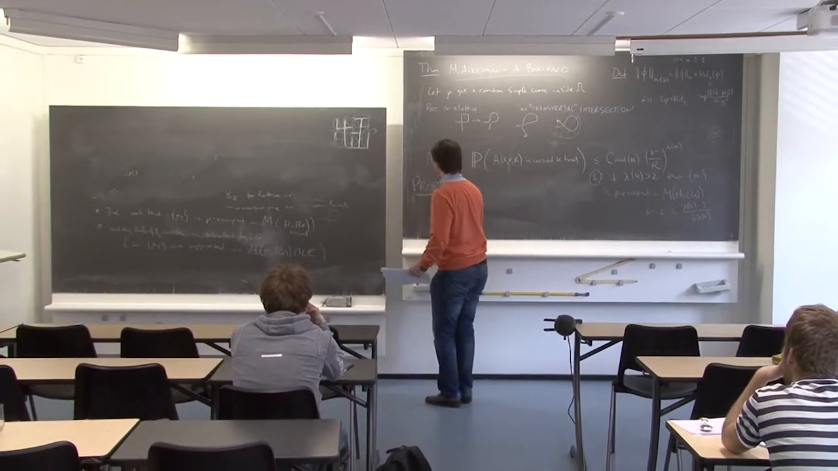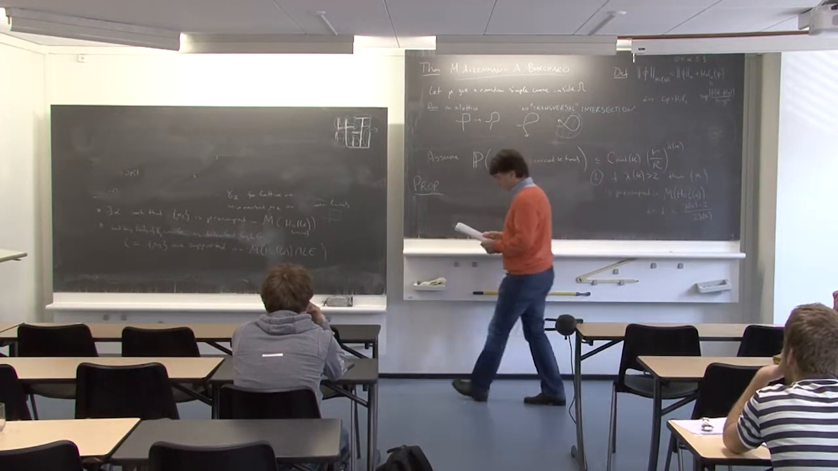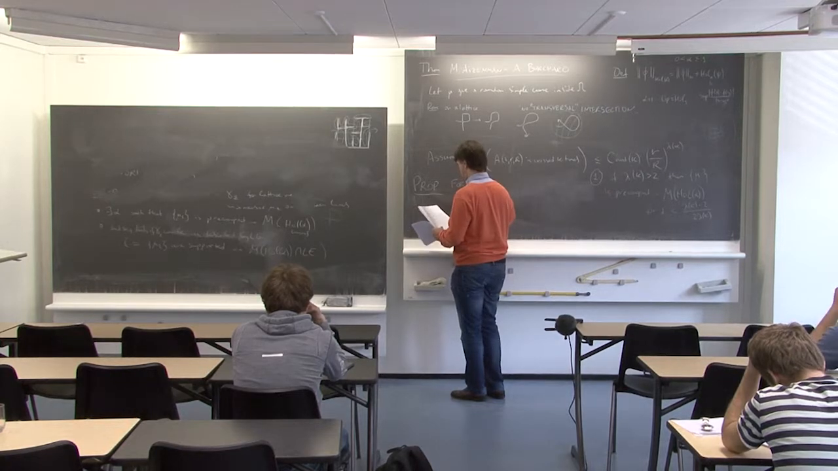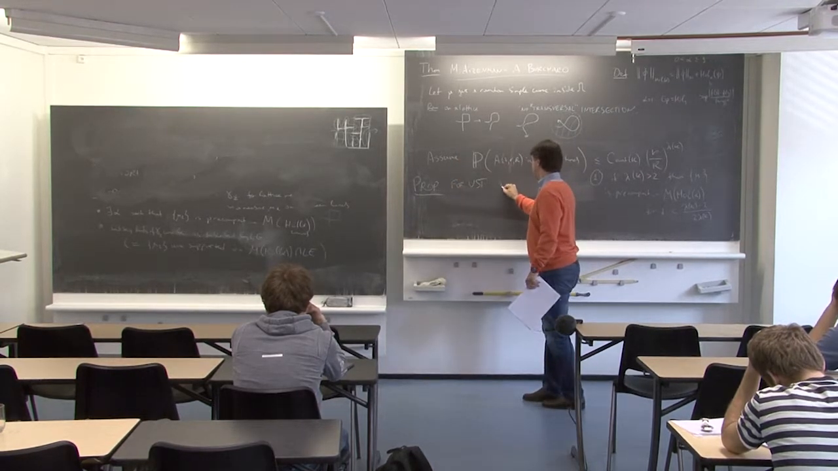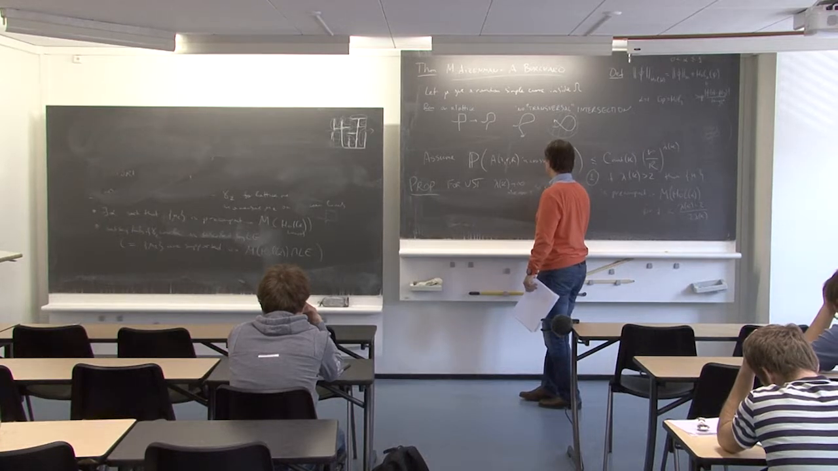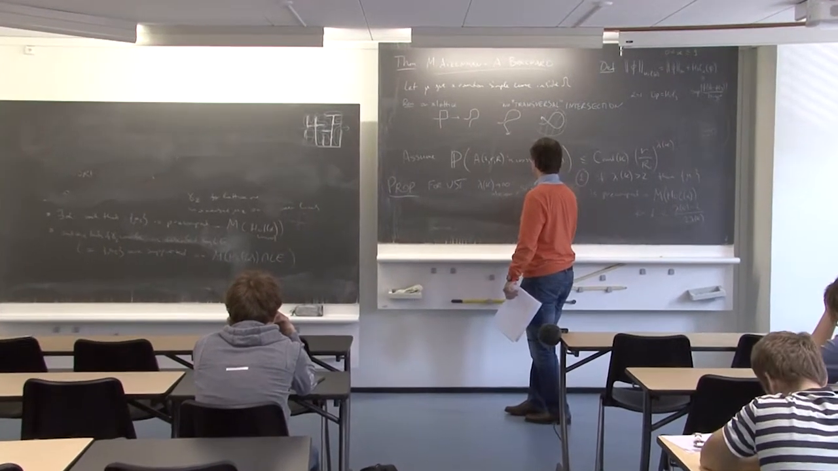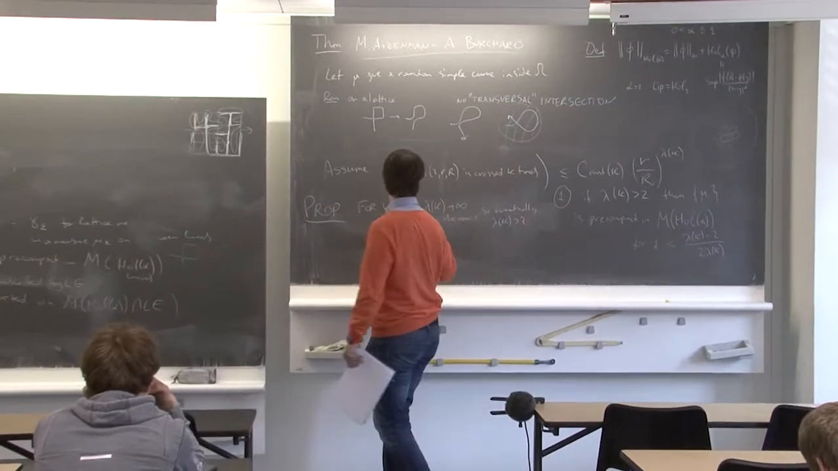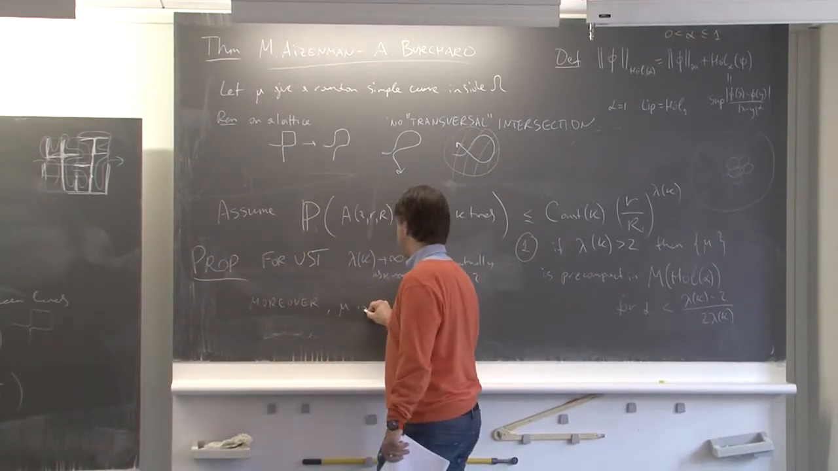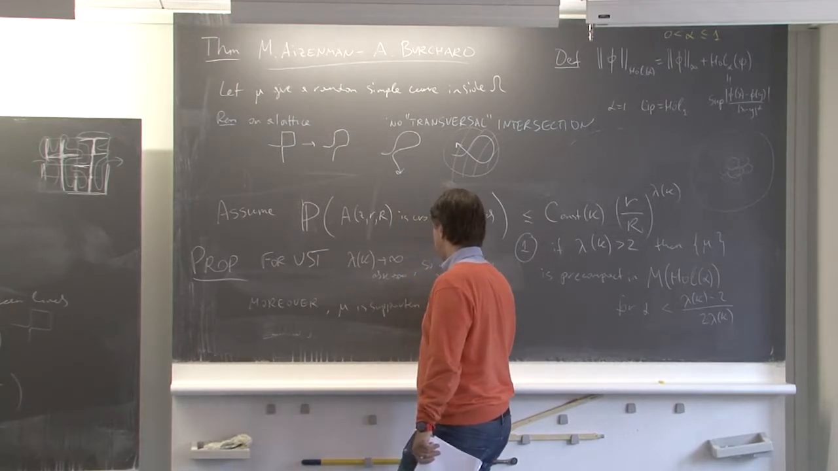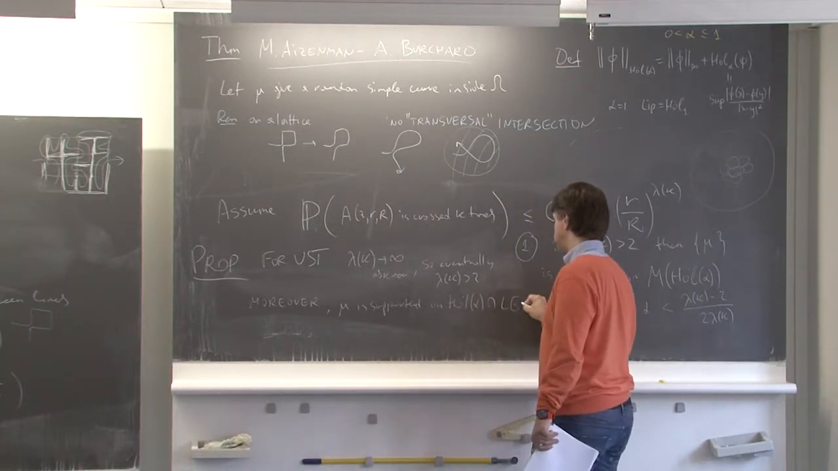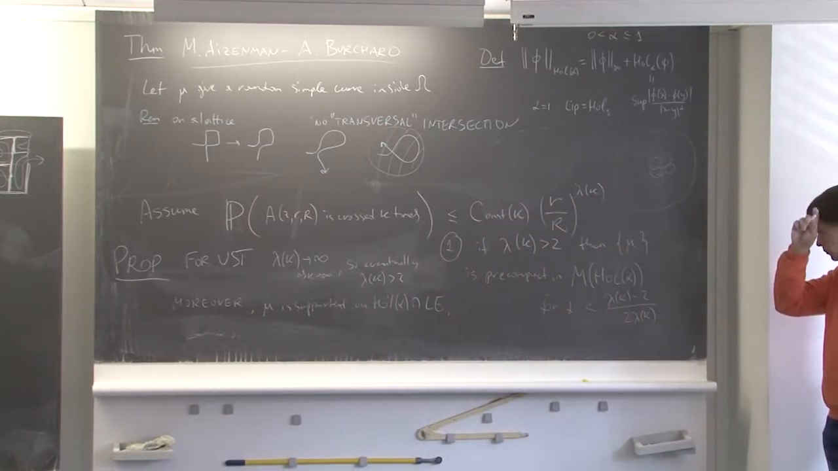And then there is a proposition which they also essentially proved: for UST, lambda of k tends to infinity as k tends to infinity. So eventually we have this condition. And so that they proved. But moreover, mu is supported on Hölder alpha intersection with loop-erased random walk curves. So for UST everything is fine.